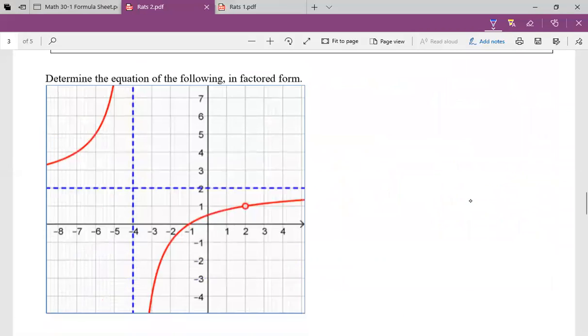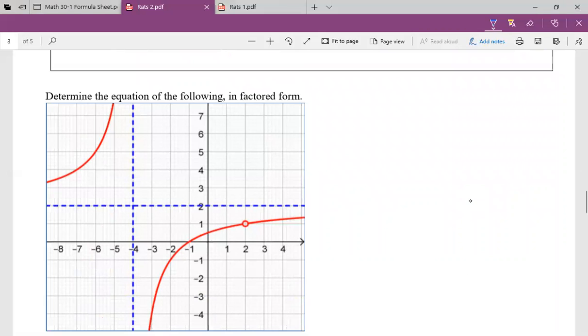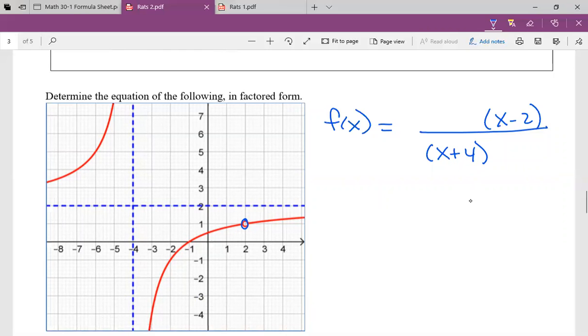Now, last question. Determine the equation of the following function in factored form. All right, so here we go. Let's go. Factored form. Well, I'm going to start with my vertical asymptote. It's at -4. So a vertical asymptote is a factor of the denominator. My POD, well, I see it right here. It's at positive 2. So my point of discontinuity is a factor of the numerator and the denominator.